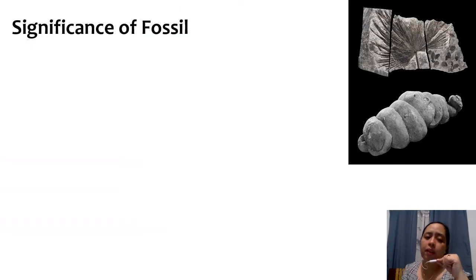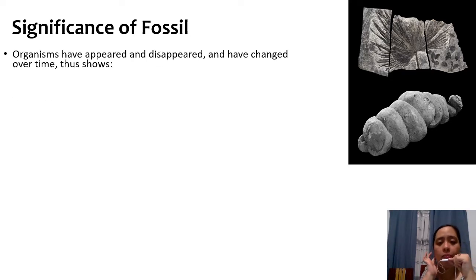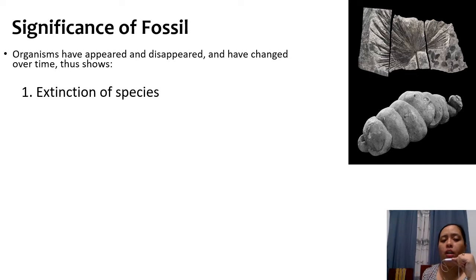Okay? Now, so what kung may fossil? How does it affect evolution? How does it prove evolution? So, there are significance of fossils. Number one, organisms have appeared and disappeared and might have changed over time. Thus, this now shows, ano ba ang importance ng fossil? Number one, the fossil will tell us that the species might have underwent or became extinct. Some of the species continued and proliferate up until now.